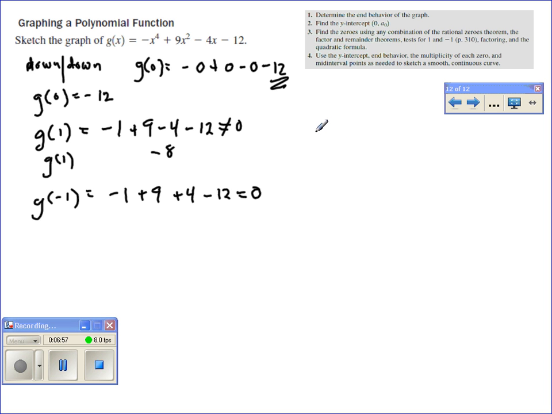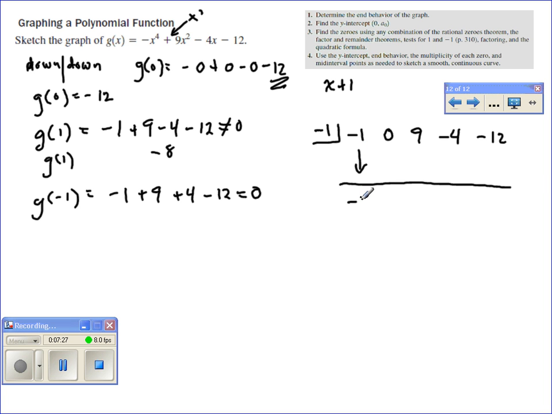If negative 1 is a 0, that means x plus 1 is a factor. And you could do it by long division. We're not going to do that though. We're going to use synthetic division. So I'm going to go negative 1, but notice there's no x cubed here. So let me put in a 0 for the x cubed term, a 9, a negative 4, and a negative 12. And hopefully you're getting good at synthetic division by now.